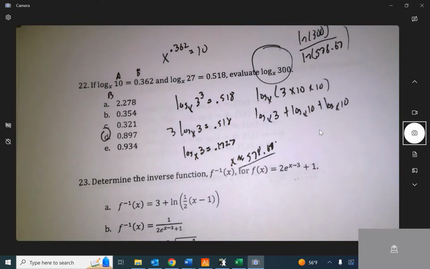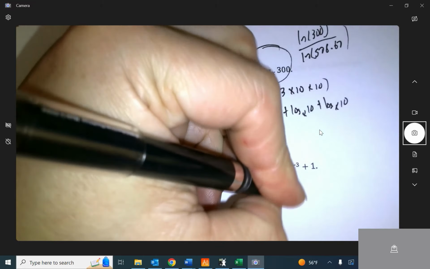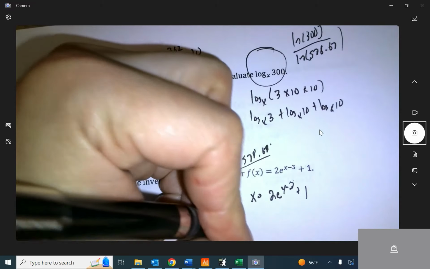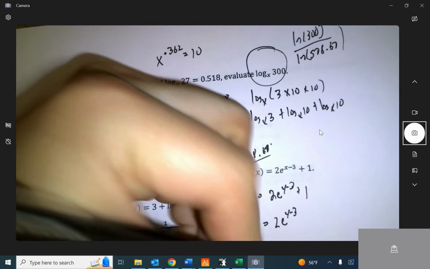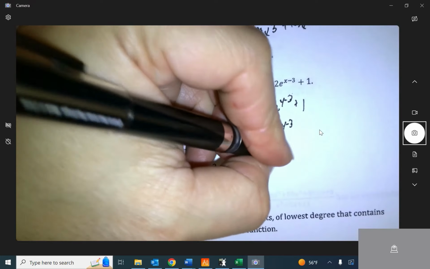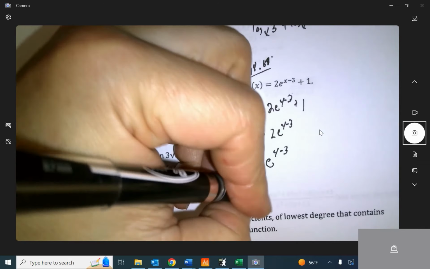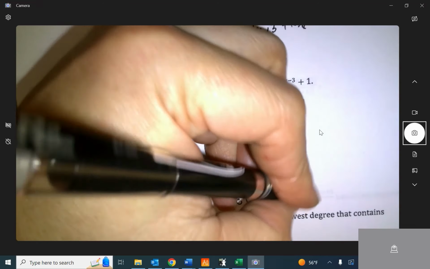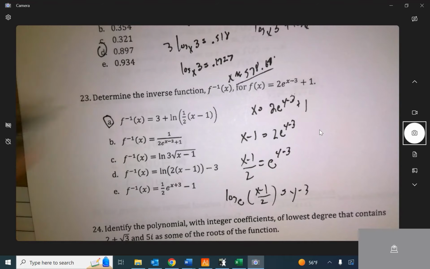Determine the inverse of the function f of x is 2e to the x minus 3 plus 1. This is an easy problem for y'all. So we swap x and y. We subtract 1. We divide by 2. Now we make our logarithm, which is a log base e. Our argument is x minus 1 over 2, and that equals y minus 3. So it's got to be choice A.